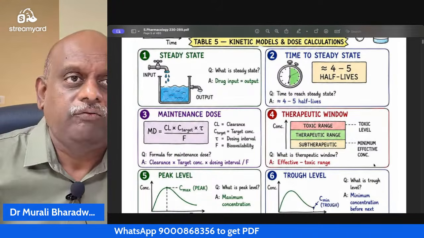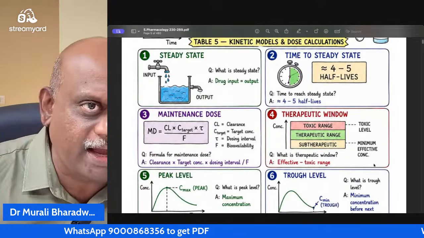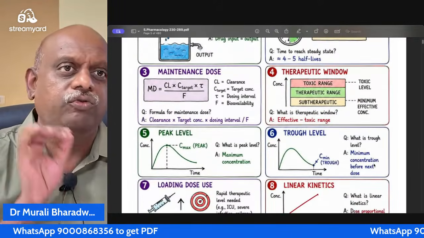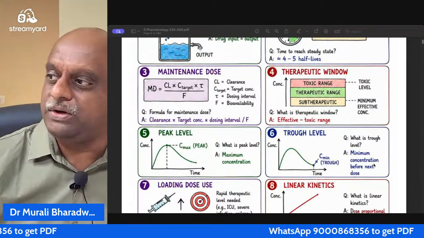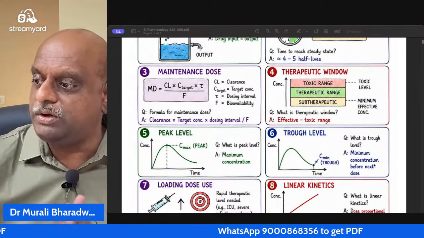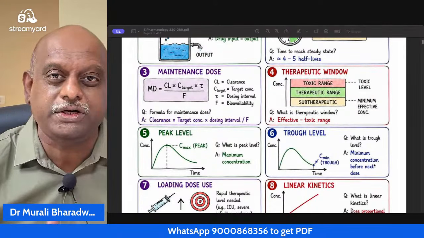Now, one of the favorite formulas asked by the examiner is the formula of maintenance dose. You need to be doubly sure about it. Can the online students hear the voice loud and clear, doctor?